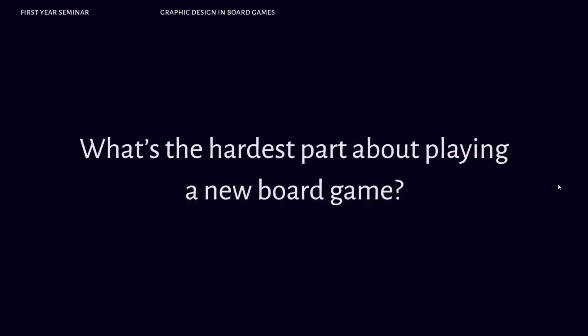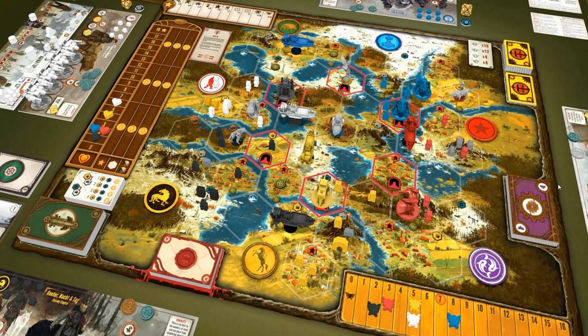So, if I were to ask you, what is the hardest part about playing a new board game? The answer for many of you and for folks that you might ask is very often learning to play, especially with a large board game or a game with a lot of complex mechanics. It's stressful to try and remember all those rules and to understand the state of the game.